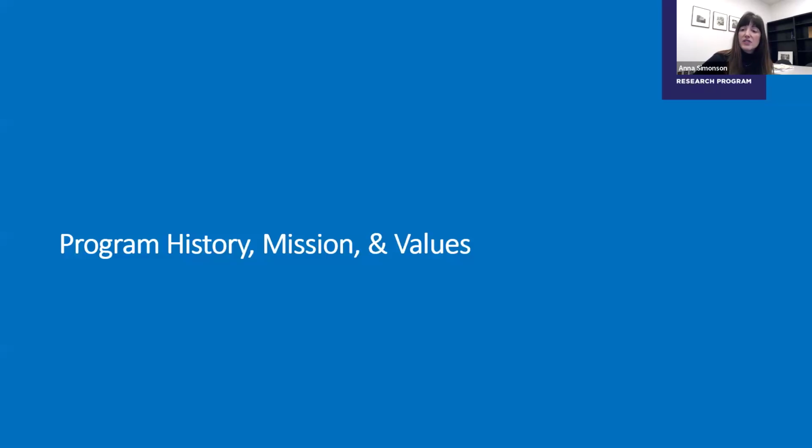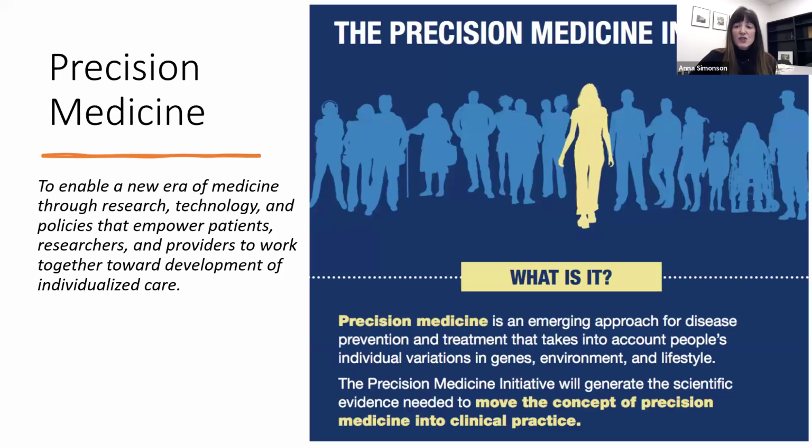So let's start with the first topic, the program's history, mission, and values. So All of Us grew out of the development of a new approach for disease prevention and treatment called precision medicine. So rather than making recommendations about disease prevention and treatment based on the expected response of, say, the average patient, which has primarily been the model, precision medicine is an innovative approach that takes into account individual differences in patients' genes, environments, et cetera. And this is in order to provide an individualized treatment plan.